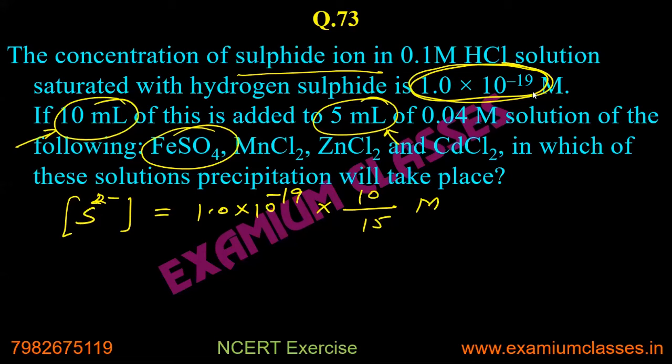Yes, Divya, we have to calculate the ionic product. That's what we are going to do because we have to calculate whether precipitation will take place or not. Okay, and which of these will get precipitated. Okay, good, Rashi. I just need to understand that you have got this concept, why I have multiplied it by 10 by 15 to get the new molarity.